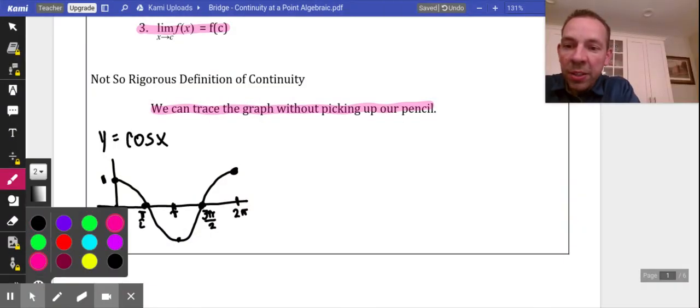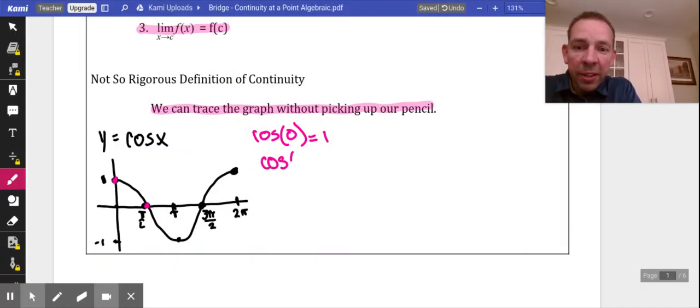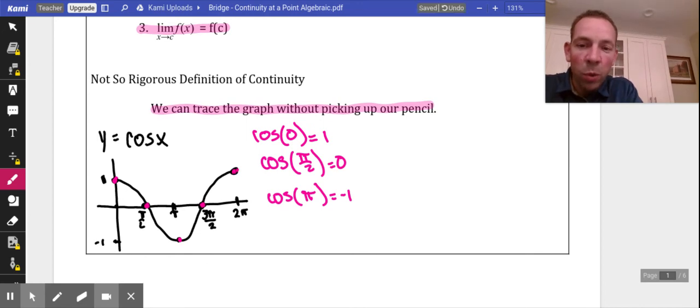So what happens is when we put a point right here, what we're really saying is that the cosine of 0 is equal to 1. Or if I put a point right here, what we're saying graphically is that the cosine of pi over 2 equals 0. If I put a point right here, we're saying the cosine of pi equals -1. Then the cosine of 3 pi over 2 is equal to 0. And the cosine of 2 pi is equal to 1.